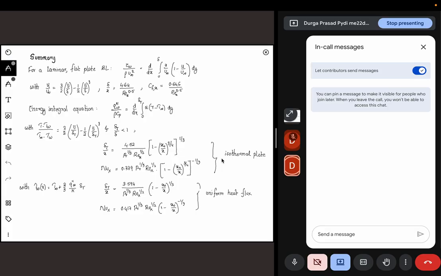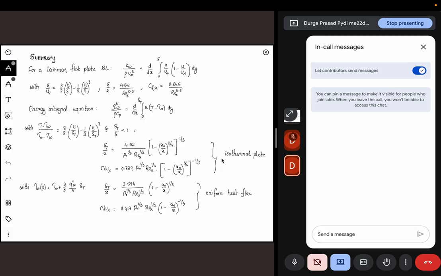Once I have both the boundary layer thicknesses, I can calculate the shear stress and the heat transfer. The only thing is these are not exact solutions, these are approximate solutions. So we have to assume a profile for the velocity and temperature, and for that particular profile we'll get values of the Nusselt number and skin friction coefficient. Again, all these values will be for that particular profile.